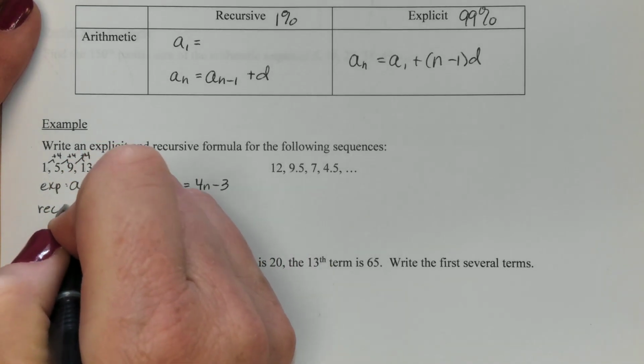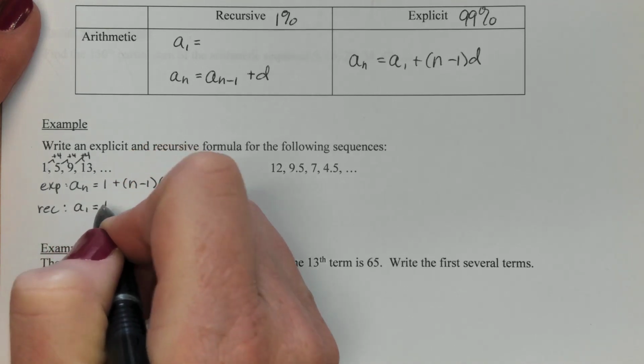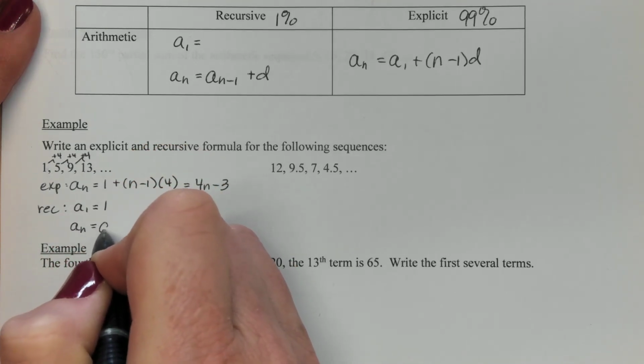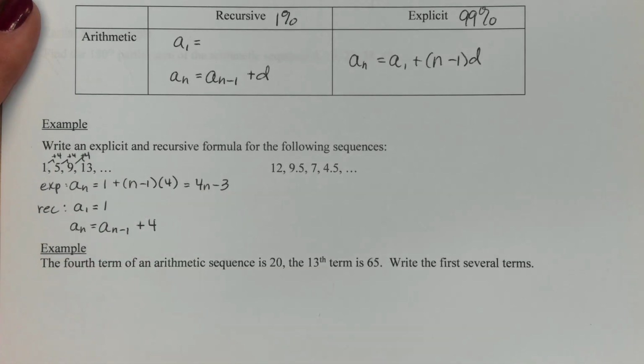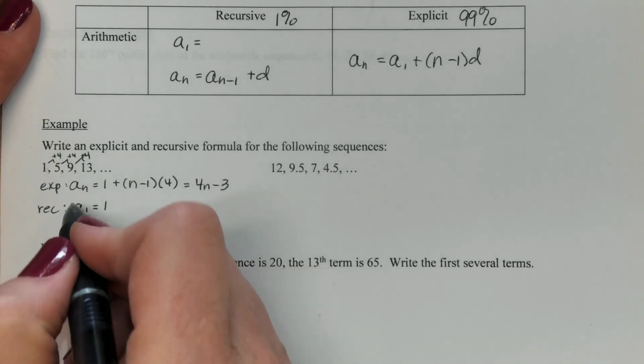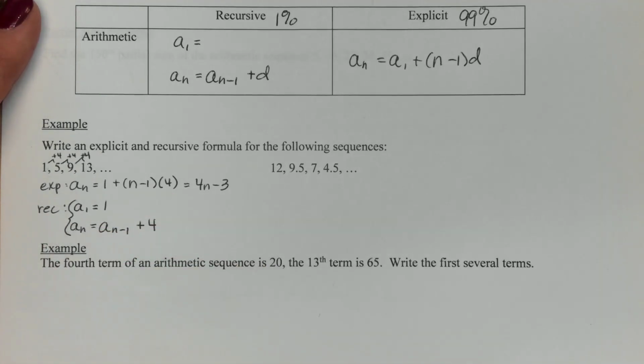The recursive formula then, remember, it has to start with the first term. You have to tell me where to start. And then after that, you're going to take the previous term, so a_(n-1), and you're just going to add the common difference, and this time it's a 4. And that is your recursive. It takes both of those parts to make the recursive formula.